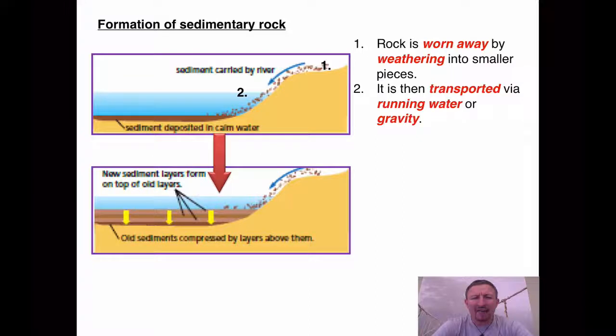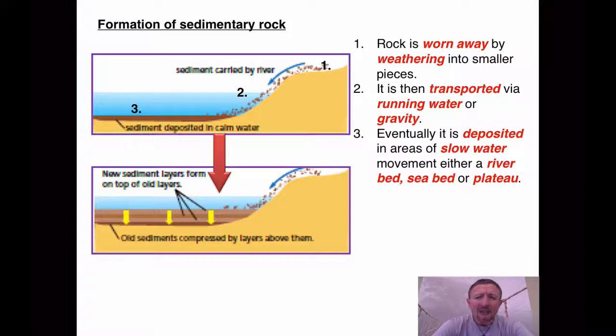And from there it's carried down under the process of running water and gravity, to an area where it's fairly flat, where there's very little movement of any water. Due to the process of density, it will fall to the bottom of the water and sit there. So basically it's then deposited. This deposition occurs because the water is very slow moving. Because it's slow moving, it will sit on either a riverbed, a lake bed, plateau, or eventually on the seabed or the oceanic crust.